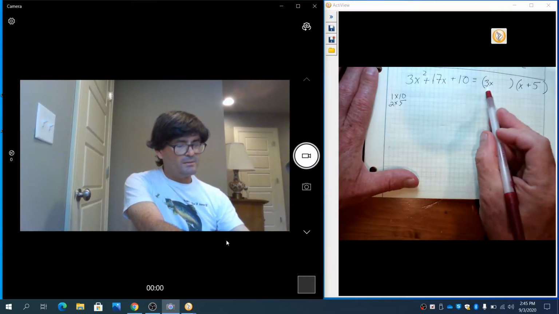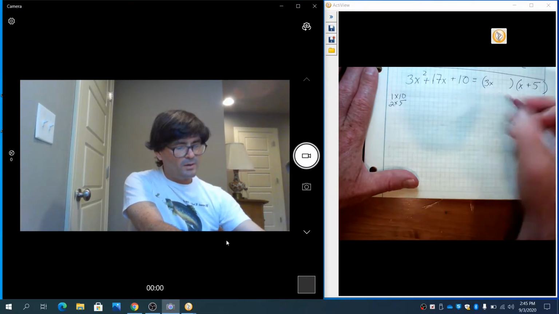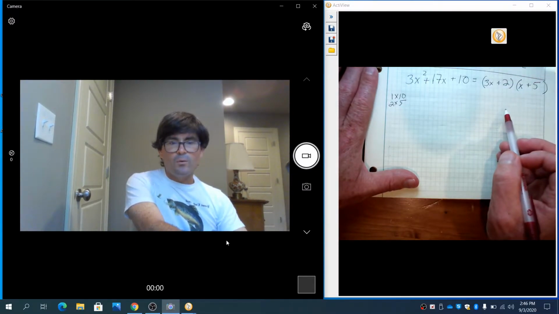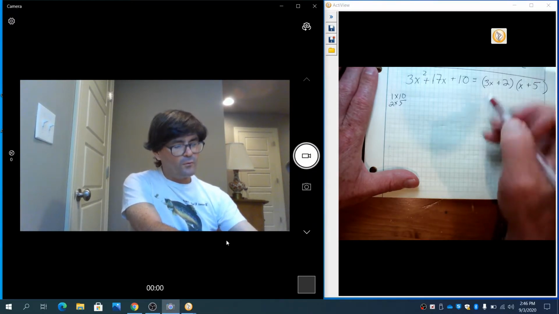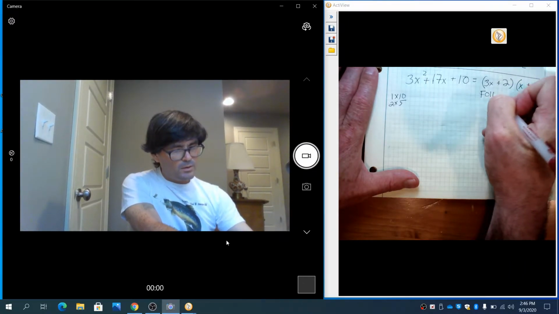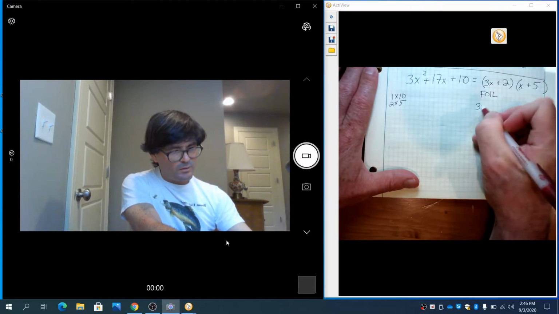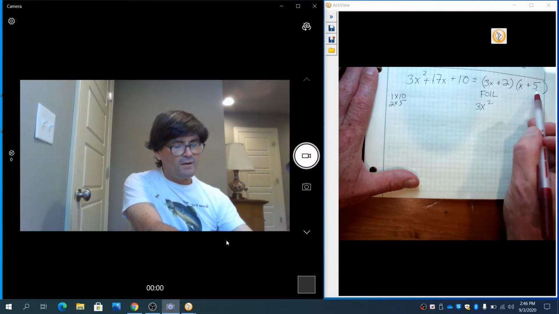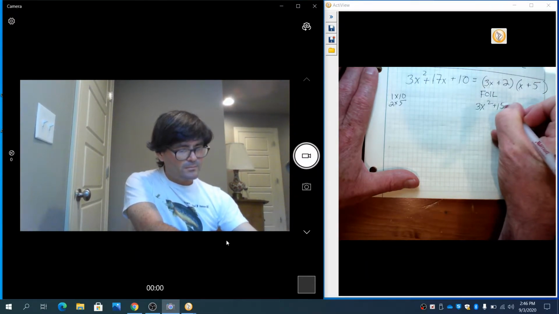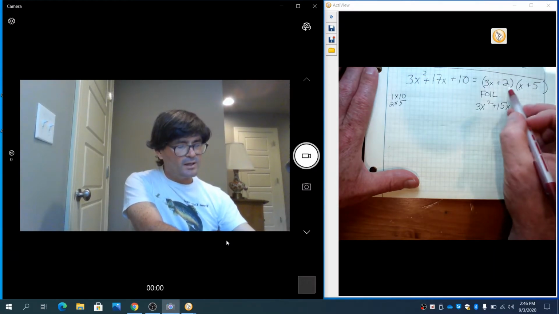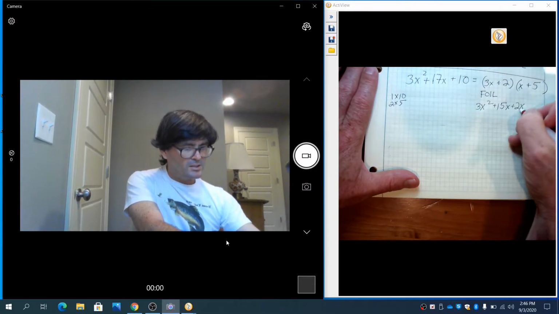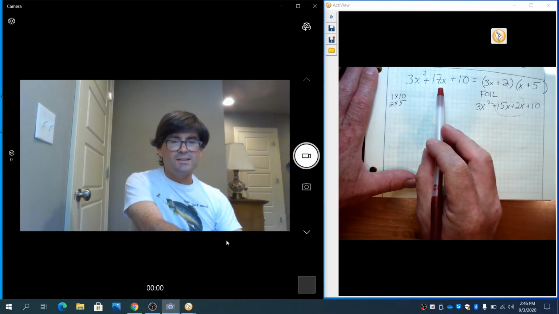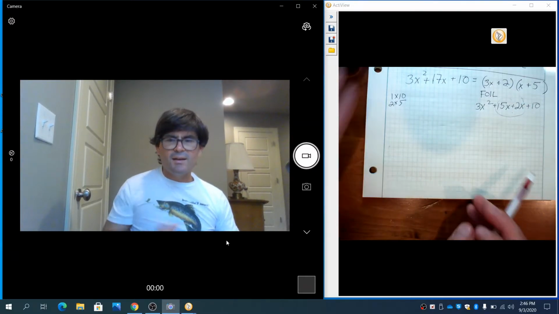3x times 5 is 15x, then a 2 right here, 2 times x is 2x. So this actually works. If you FOIL, you get 3x times x is 3x squared. Outer terms, O is for outer. 3x times 5 is 15x. Inner is 2 times x. And last is 2 times 5, that's 10. So you can see that here, that does add up to 17x. And we got our 10 and our 3x squared. So we did it right.